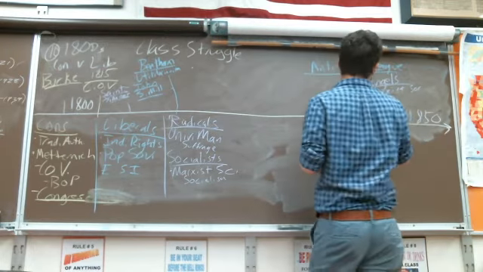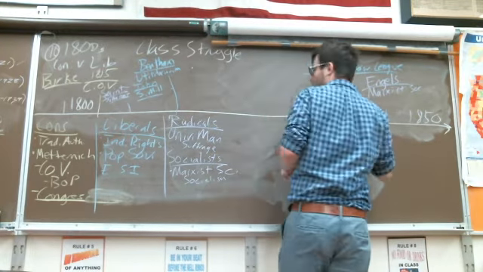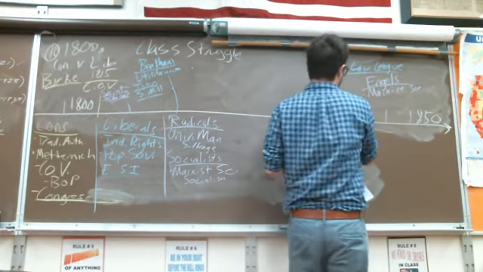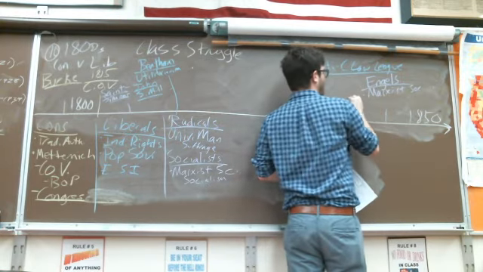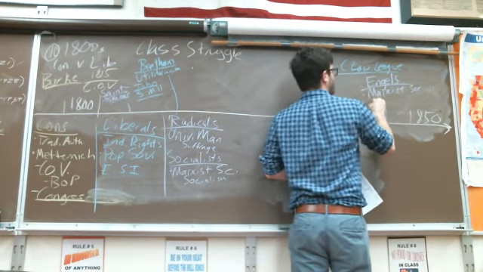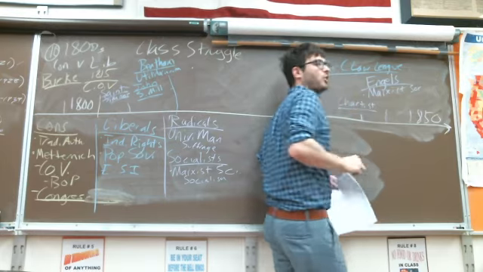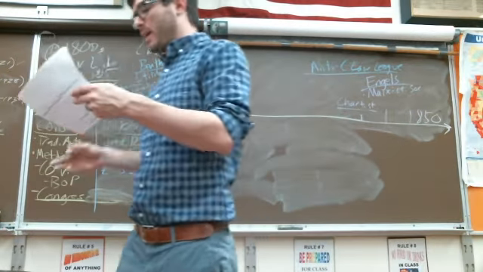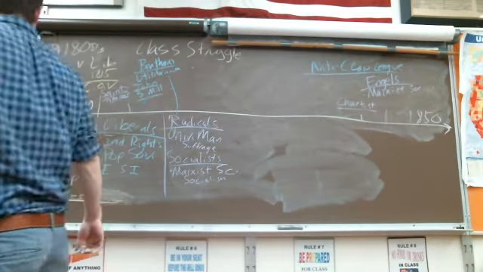Absolute best example. Around this time, maybe more with radicals and universal manhood suffrage, England has something called the Chartist movement. Does that ring a bell at all? Chartist movement was about getting every man the right to vote.